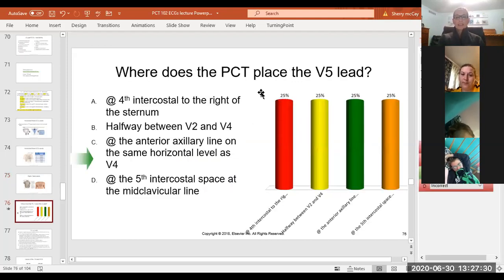Where does the PCT place the V5 lead? And of course, I've got your answer there, okay? It's at the anterior axillary line, at the same horizontal level as V4. So really get into page 132 on learning that, because when I was looking at the mock exam, I did see some things there about that.